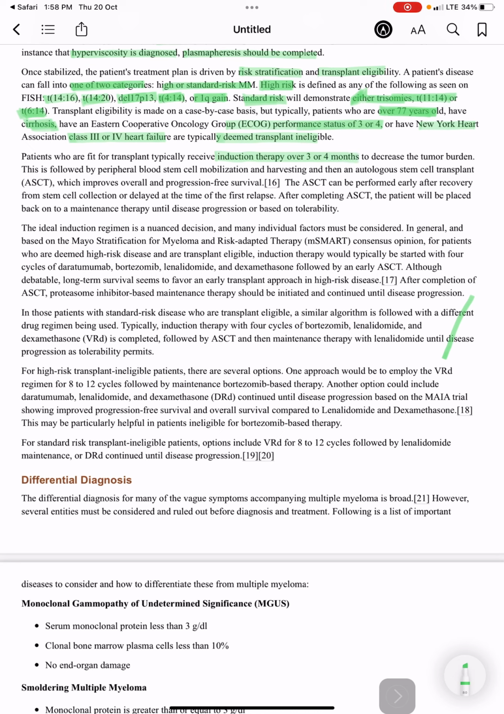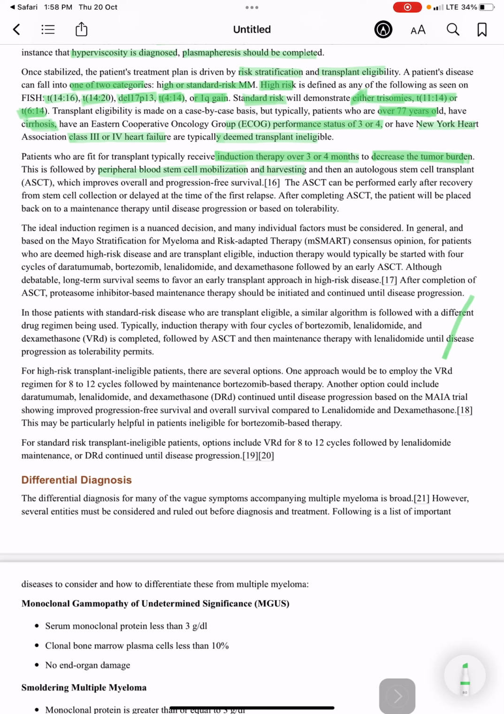over 3 or 4 months. So what will they receive? Induction therapy over 3 or 4 months to decrease the tumor burden. This will be followed by peripheral blood stem cell mobilization and harvesting.